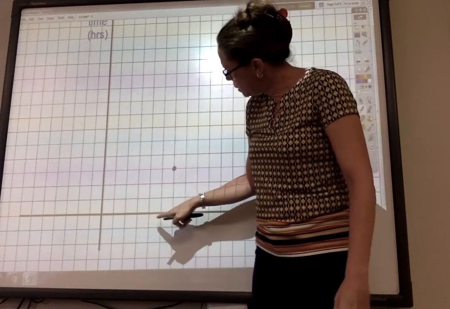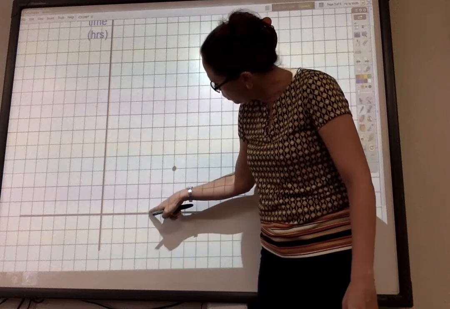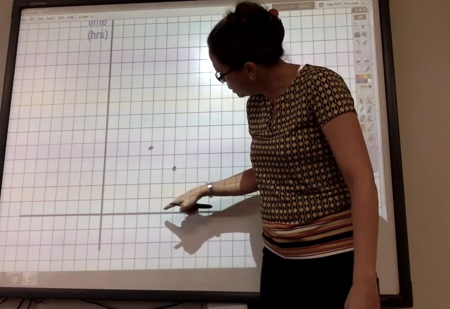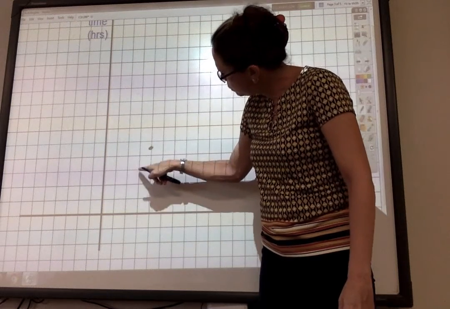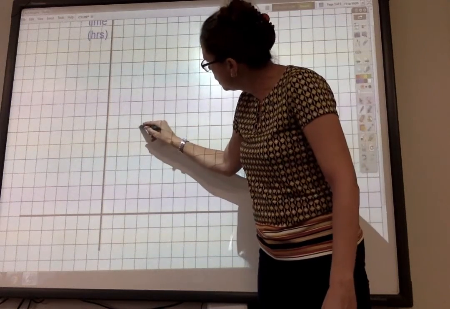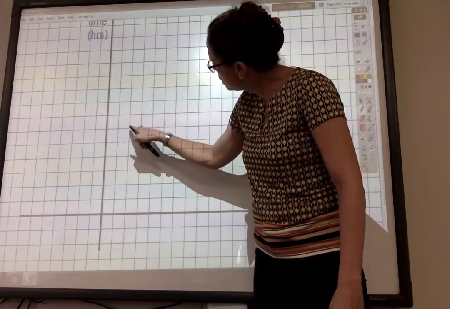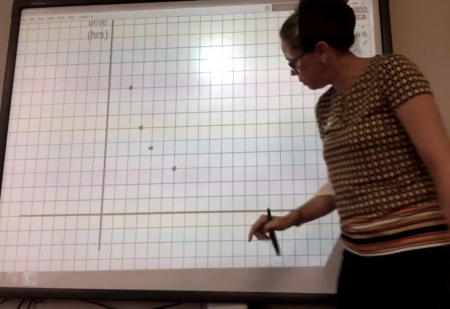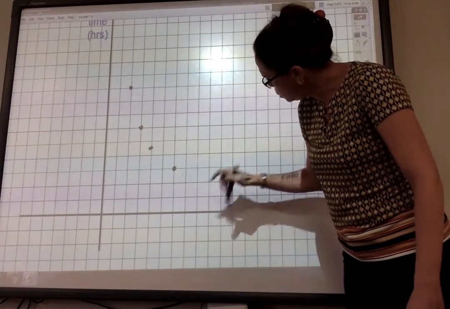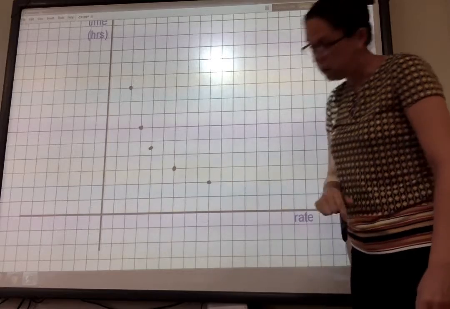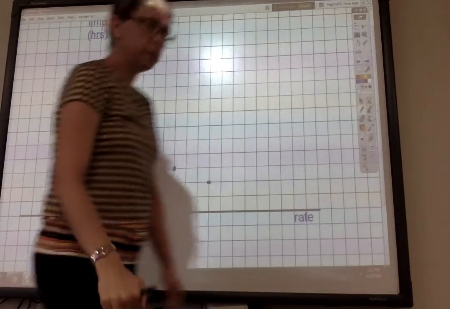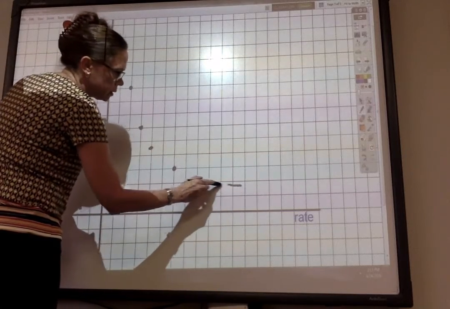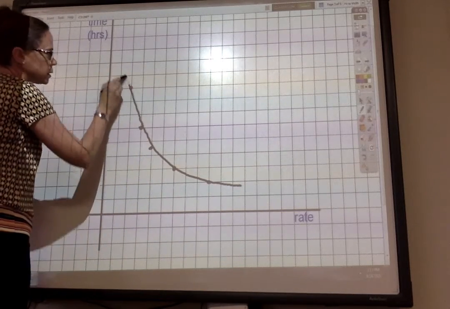At 40 miles an hour, it took 4.5 hours. 40, then 1, 2, 3, 4.5. At 30 miles an hour, it took 6 hours. 1, 2, 3, 4, 5, 6. At 20 miles an hour, it took 9 hours: 6, 7, 8, 9. And then our last one we did at 90 miles an hour. 60, 70, 80, 90 took 2 hours. Go ahead and connect these points and think about what this looks like.